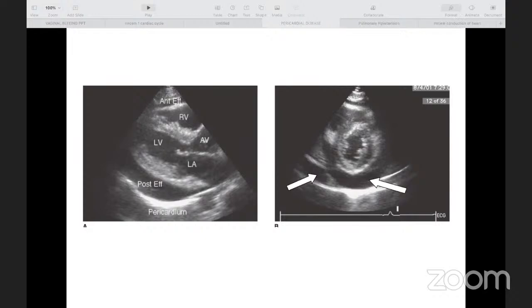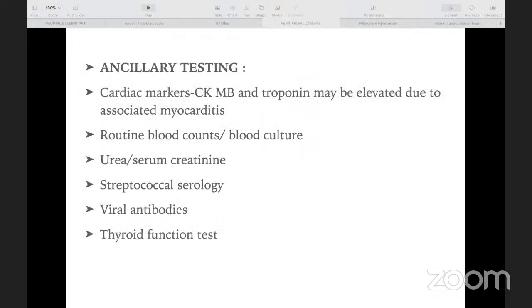Now coming to ancillary testing, which are the further tests we order, like cardiac markers such as CK-MB and troponin, which may be elevated due to associated myocarditis. All the routine blood counts, urine, serum creatinine for uremic pericarditis, streptococcal serology, and viral antibodies will detect if there is an infection causing acute pericarditis.